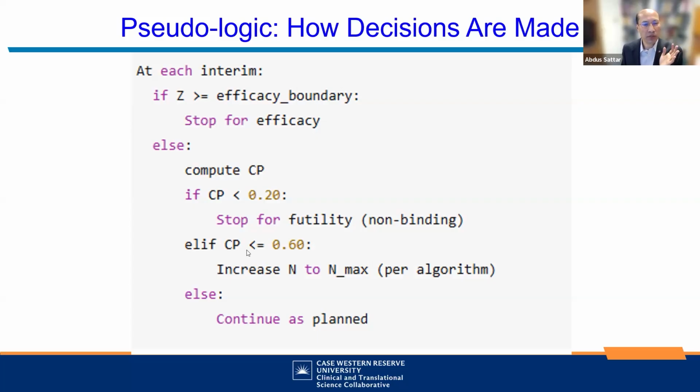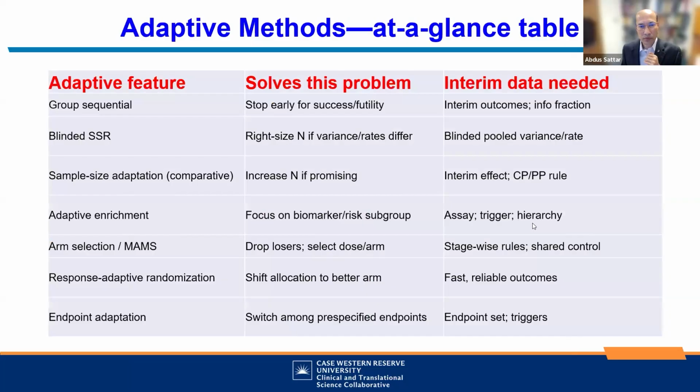And if the conditional power is in the promising range, say 40 to 60%, or 0.4 to 0.6, then increase N to N max, which is also pre-specified before the trial. Otherwise, continue as planned. So this is an algorithm for making the decision whether, when, and how to stop the trial, based on either the boundary or both the boundary and the conditional probability.